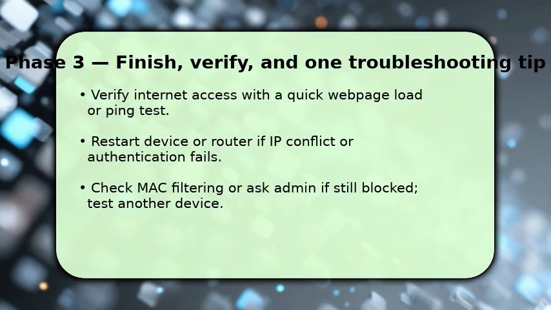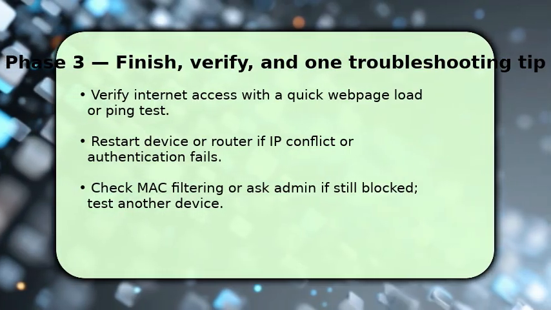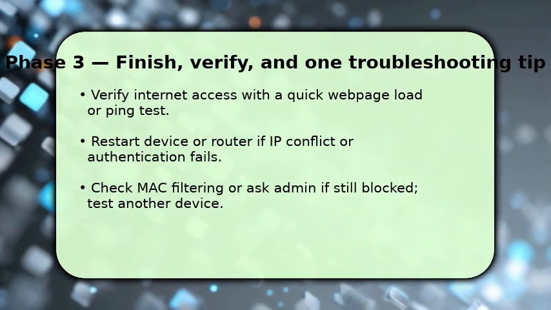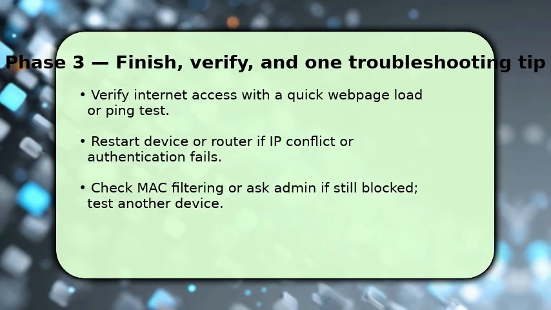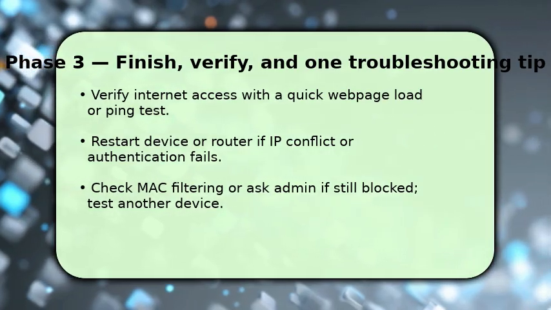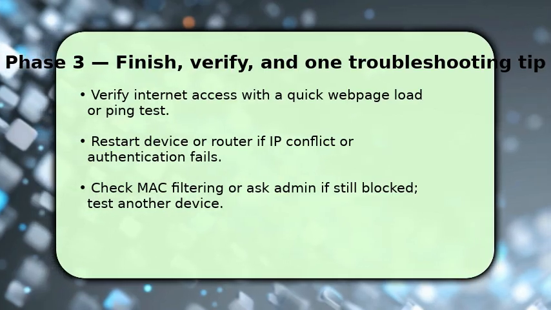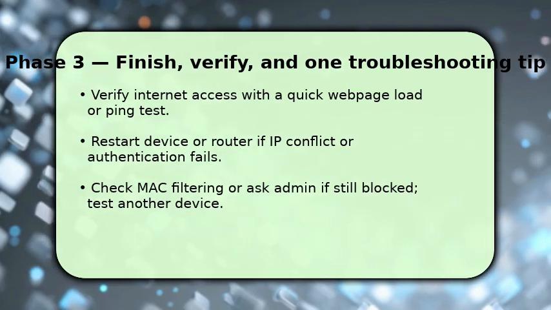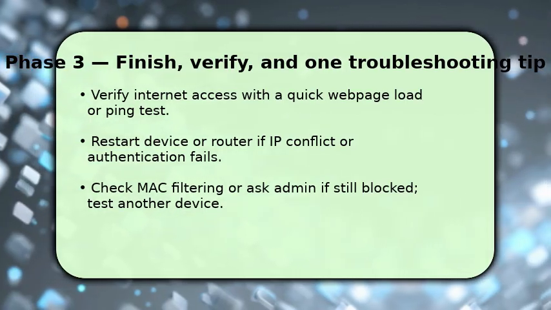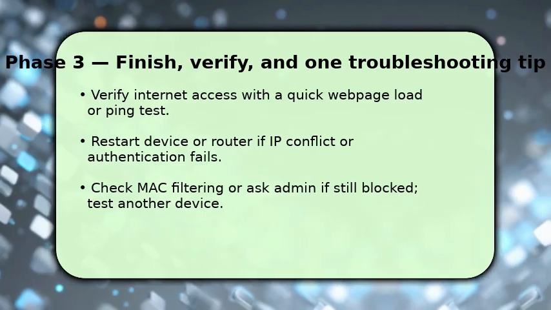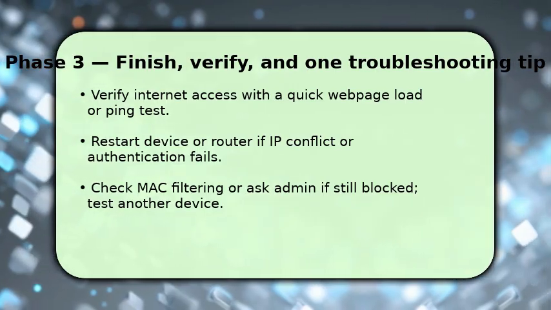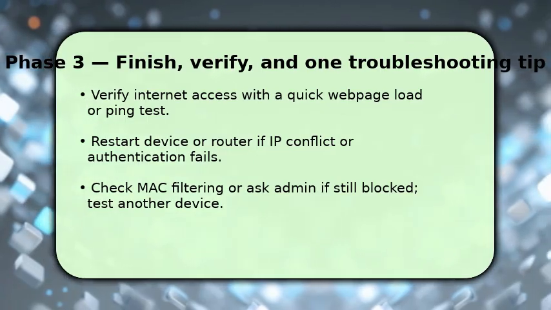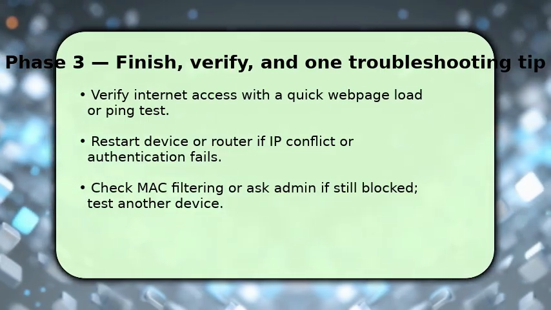You finish by confirming that the connection actually provides internet. Load a web page or run a ping test. If pages fail to load, try renewing the DHCP lease or forget and rejoin the network. When problems persist, restart your device and, if possible, the router. This resolves most IP conflicts. If you still can't connect, check for MAC filtering or request access from the network admin, and always test with another device to isolate whether the issue is your hardware or the Wi-Fi itself.